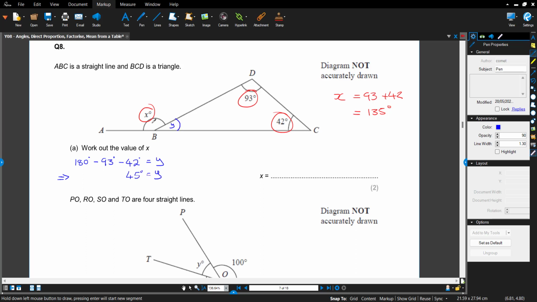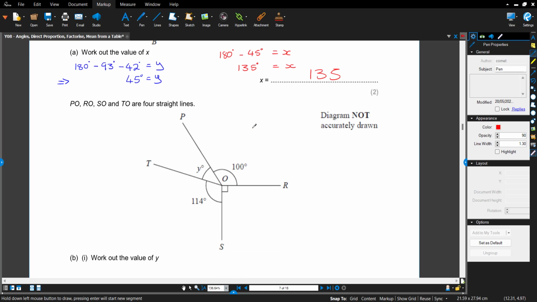Now, if y is 45 degrees, but we know that angle there is 180 because it's a straight line, so x plus y is 180. So 180 degrees minus 45 degrees equals x. That means 135 degrees equals x. Told you. So that's your answer. Finito. All right, we'll move on.